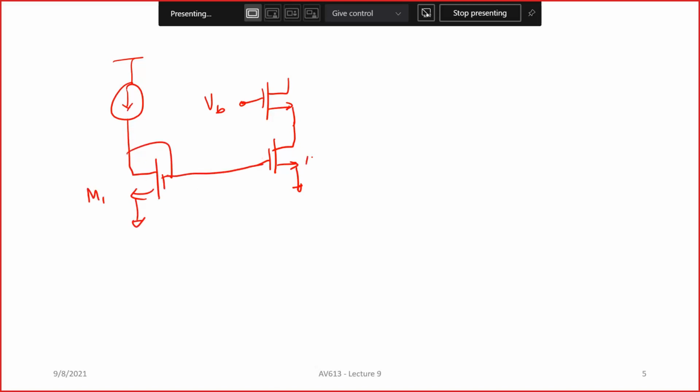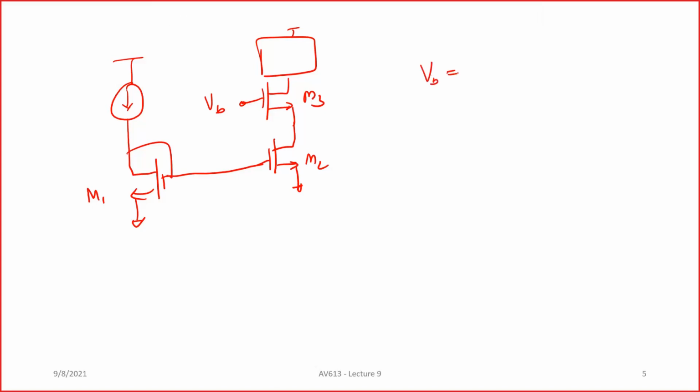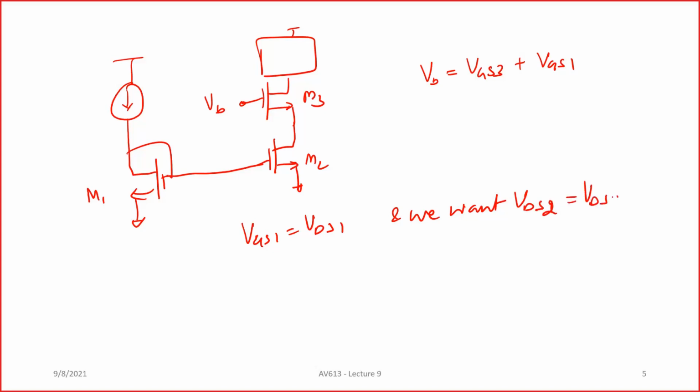let's call it M1, M2 and M3. Let's say I'm having some stuff here, right? VB is chosen exactly such that it is equal to VGS3 plus VGS1, or rather, this is VGS1 equal to VDS1, and we want VDS2 to be equal to VDS1, right? And so you take your VB to be like this.